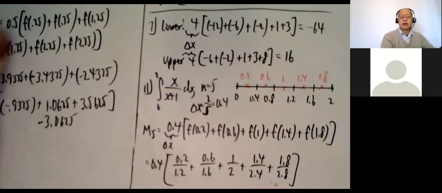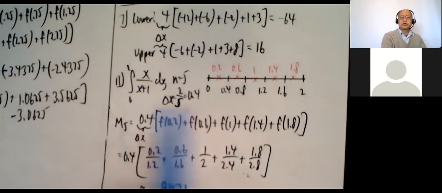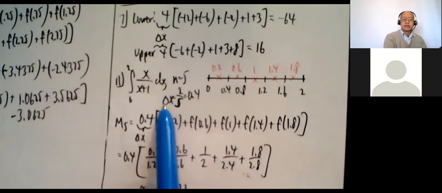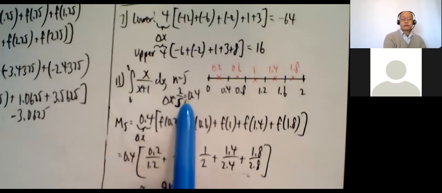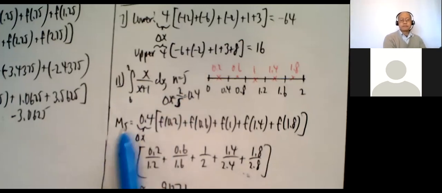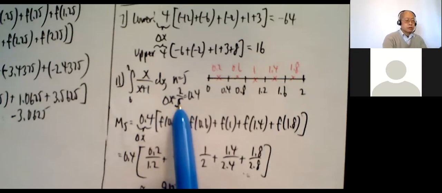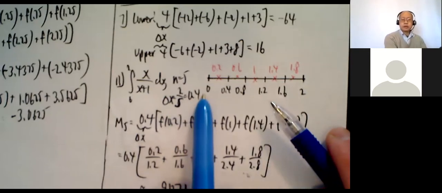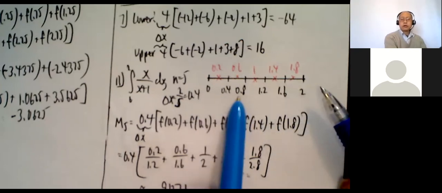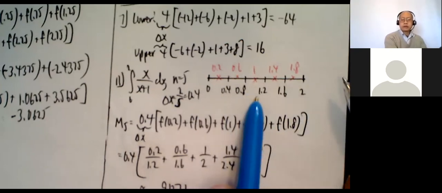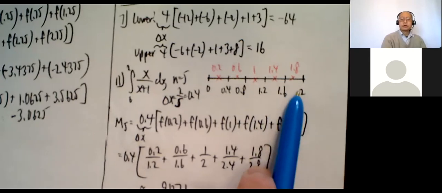So this is what I want. I'm going from 0 to 2. Delta x is the length of the interval divided by 5. They told me to chop it up in 5 pieces, 0.4. And you only want the midpoints. So here we go. Starting from 0, count by 0.4s. 0.4, 0.8, 1.2, 1.6, 2. Right?